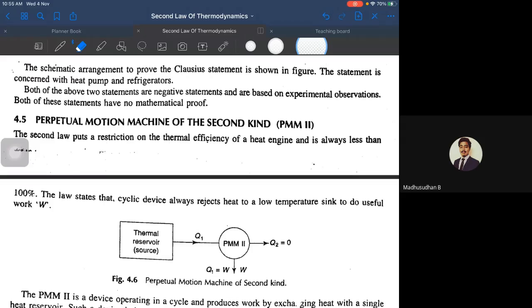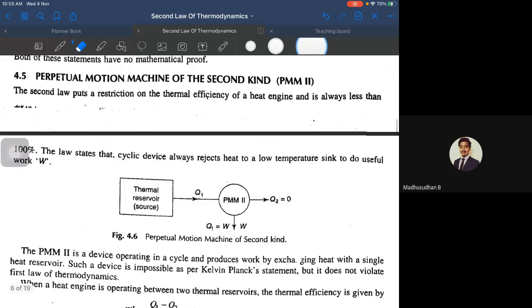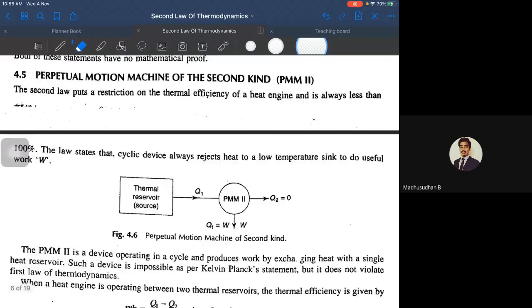The law states that a cyclic device always rejects heat to a low temperature sink to do useful work W. Yes, so you can observe a PMM2 which exchanges heat with a single temperature reservoir, and there is no other temperature reservoir. So whatever heat input you are giving, entirely it could be converted into the work output because the value of Q2 is 0.